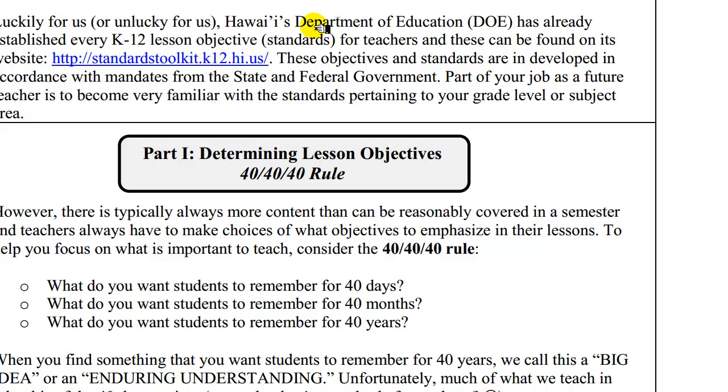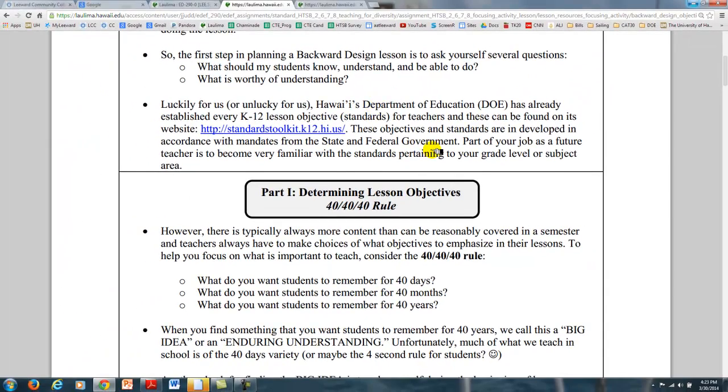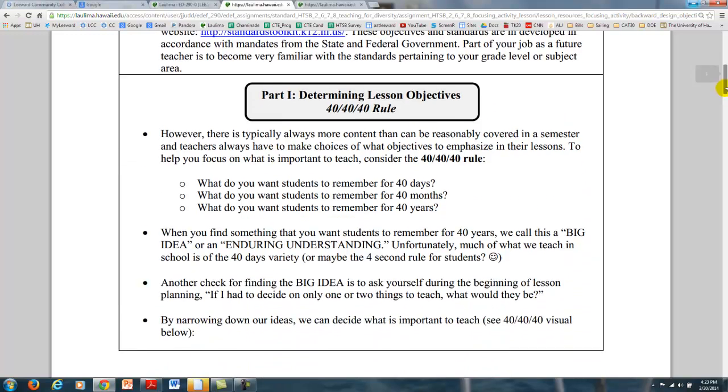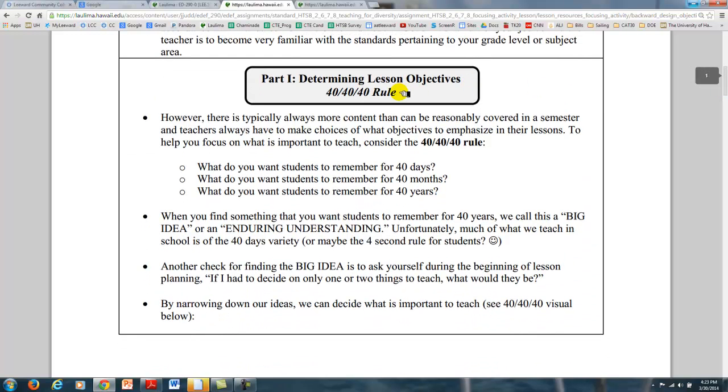Currently, it's known as Common Core, and these objectives and standards are developed in accordance with the mandates from the state and federal government. And so part of your job as a future teacher is to become very familiar with those standards pertaining to your grade level or subject area. However, the reality of teaching is that you will not be able to cover all those standards in 1 year.